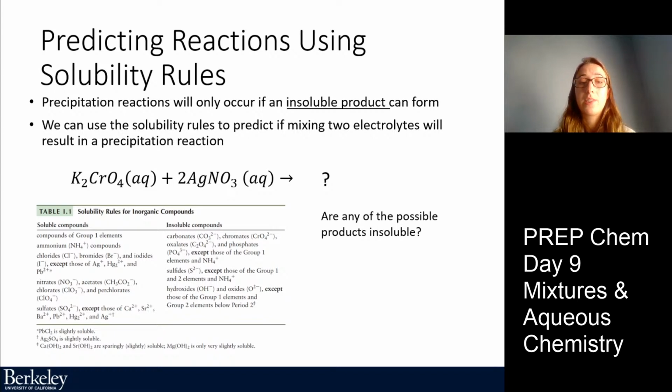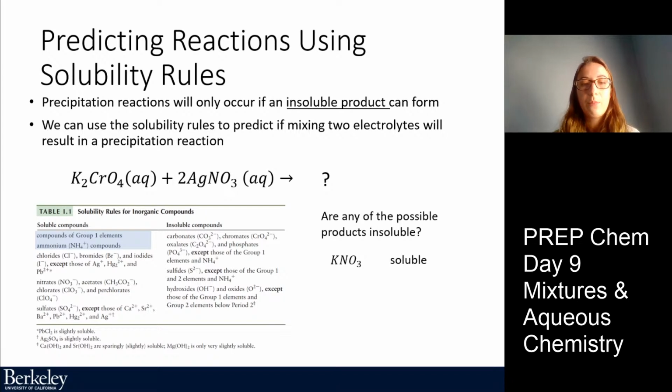So first off, what are the possible products? We know that for the reaction to occur, we can't get the same thing we already had. So that means we can't have potassium chromate solid, because we already know from our reaction that it is soluble. So we need to think about whether potassium nitrate is soluble or not. We can go to this table and look it up, and under the solubility column there's an entry that says compounds of group 1 elements are soluble. So that means that potassium nitrate is soluble.